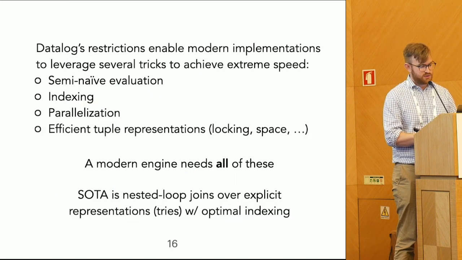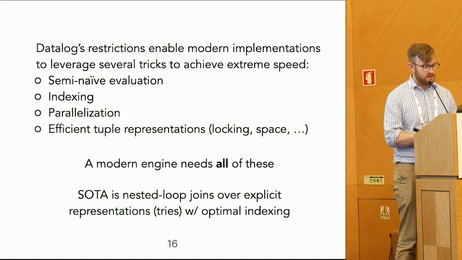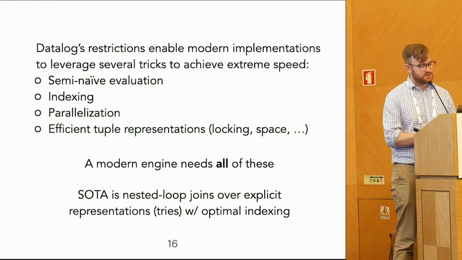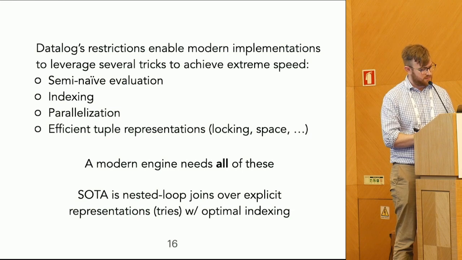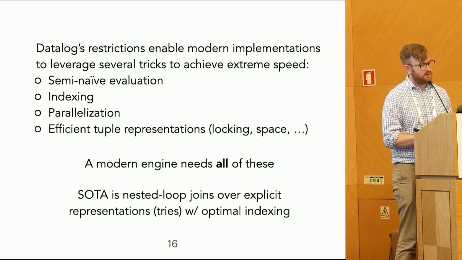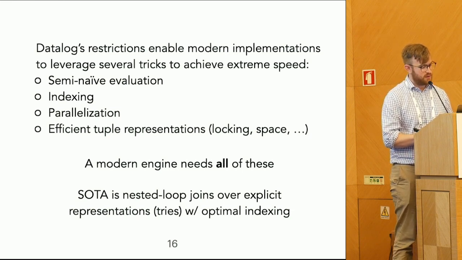So Datalog's restrictions enable lots of modern implementations to leverage several tricks that give us extreme speed. So the semi-naïve evaluation, indexing is also very important, parallelization, very key, and efficient tuple representations with respect to things like locking and space-efficient representation. And modern engines really need all of these to be performant. So the state of the art is nested loop joins with explicit representations.